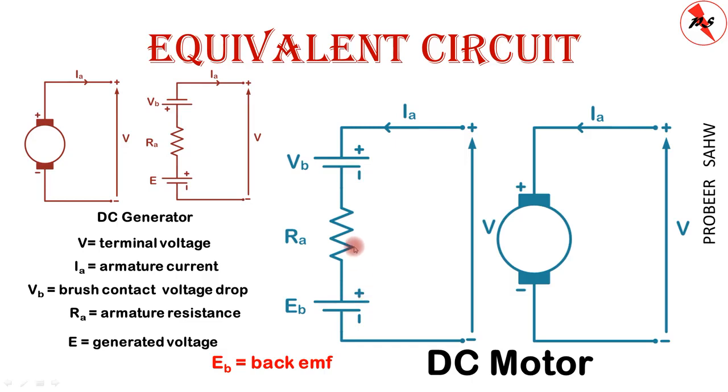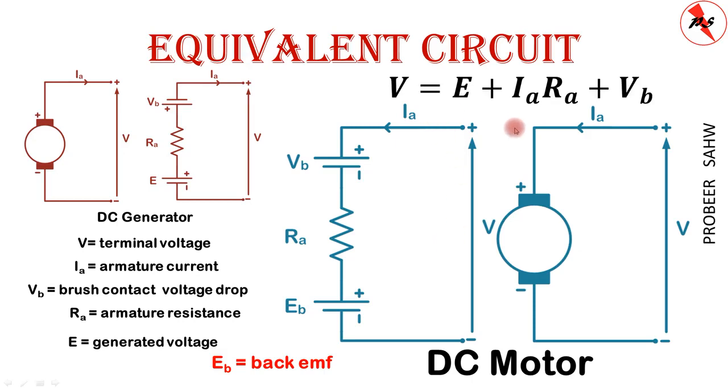This is the armature winding resistance and this is the drop across the carbon brushes. The direction or polarity of this voltage is different than in the case of a generator because it represents the voltage drop across the carbon brush. So it depends upon the direction of armature current. So it is a drop. It must be like this for armature current if it is a DC motor, and it must be like this if it is a DC generator.